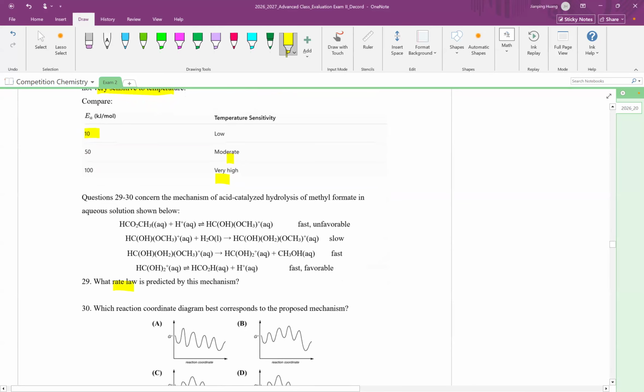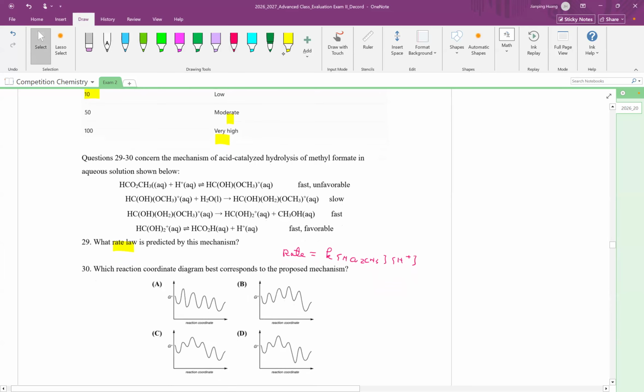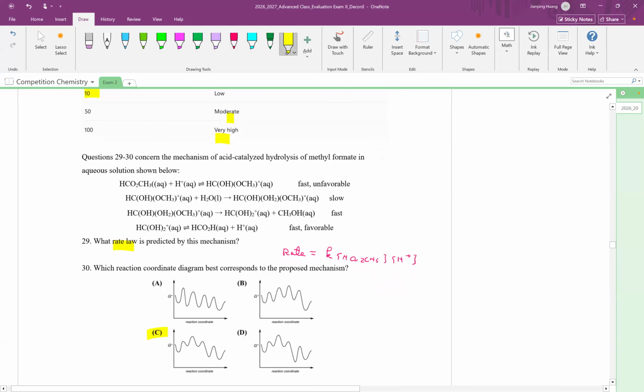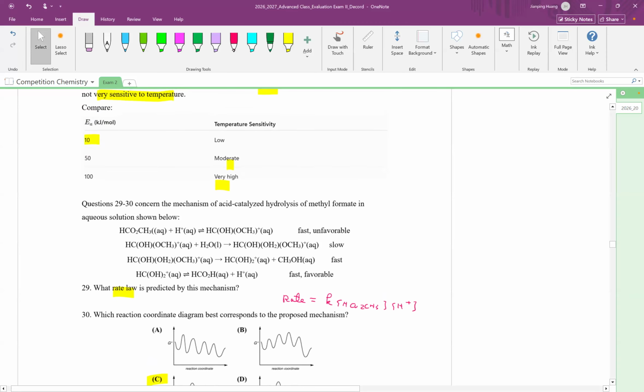What's the rate law? Let me write it out, then we are going to do that. The rate law is: the rate equals K, first order, okay? Right. That's the one. And the second one, what's the one? That's this one, okay? So totally 30 questions. Now let me do it one by one, okay?